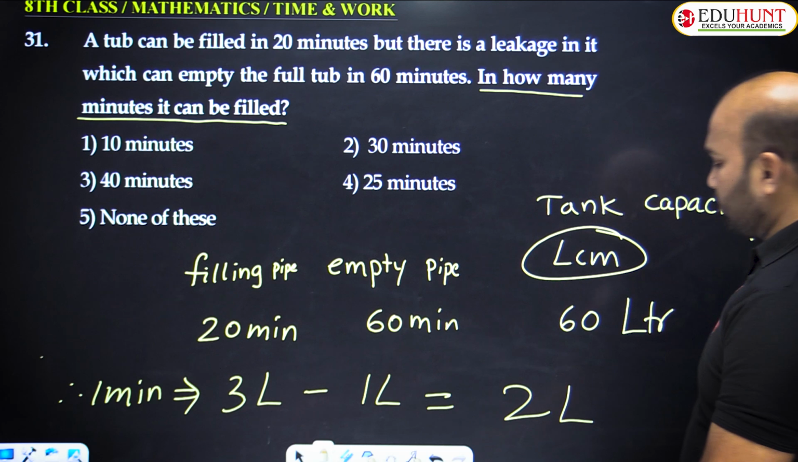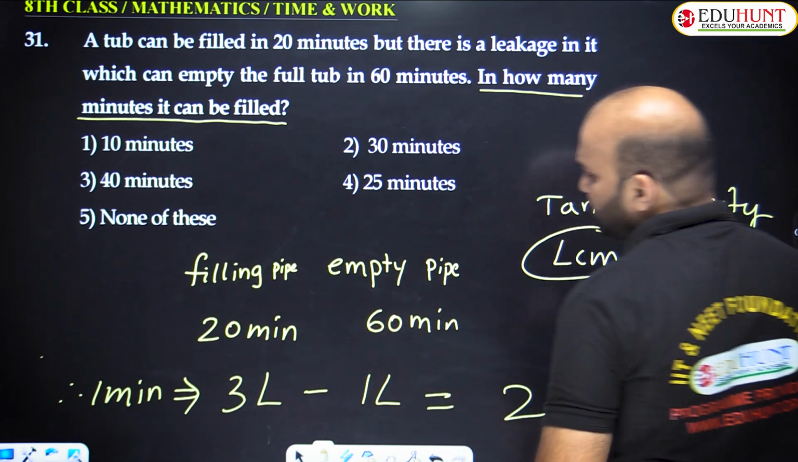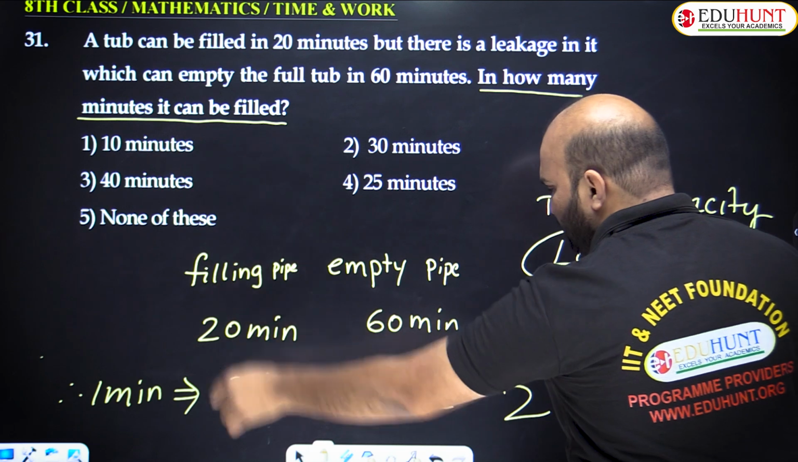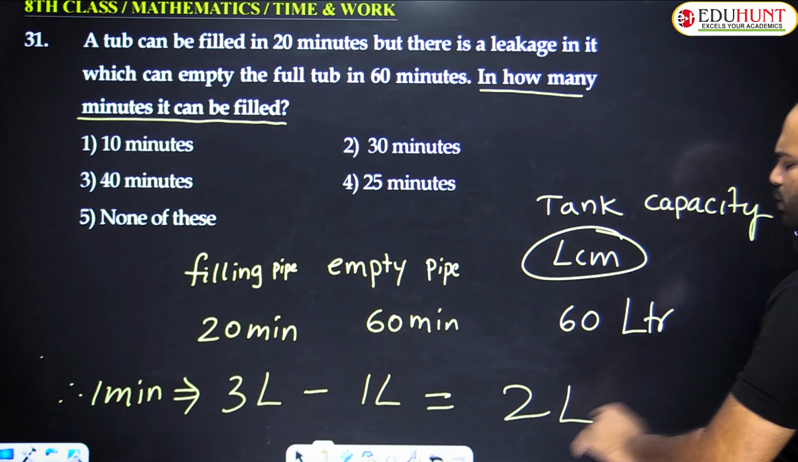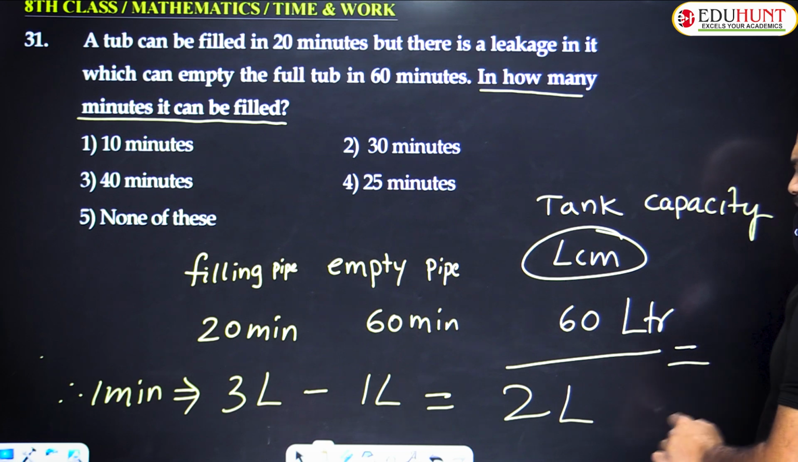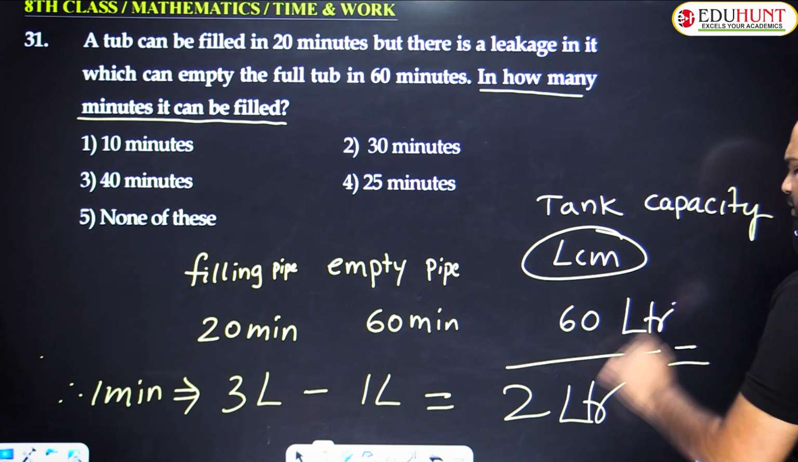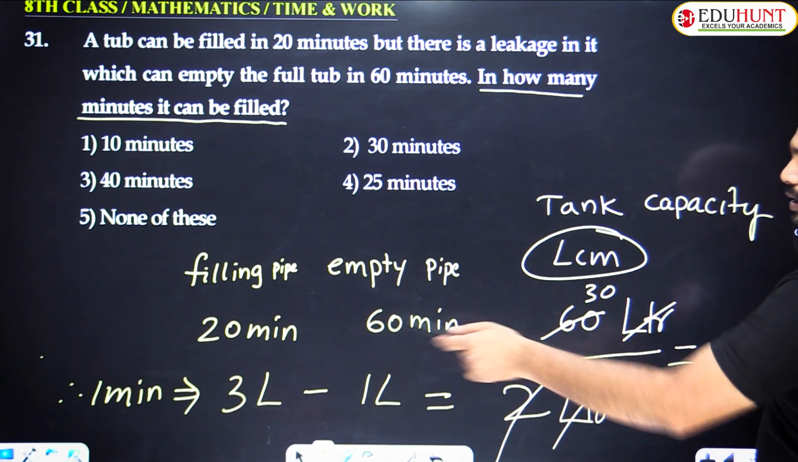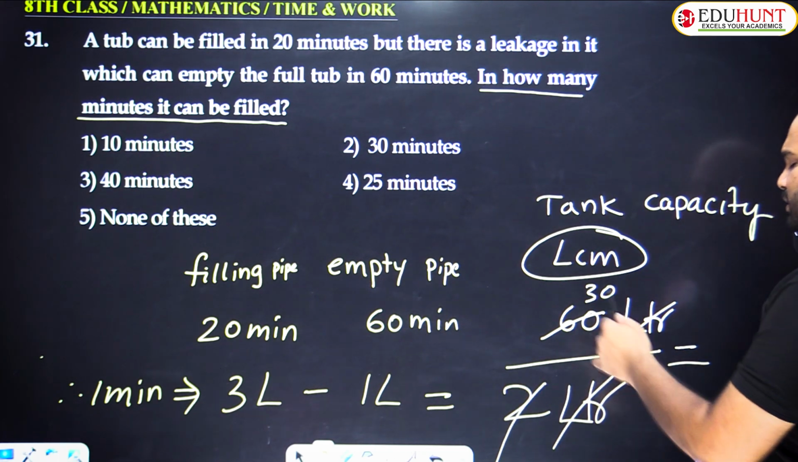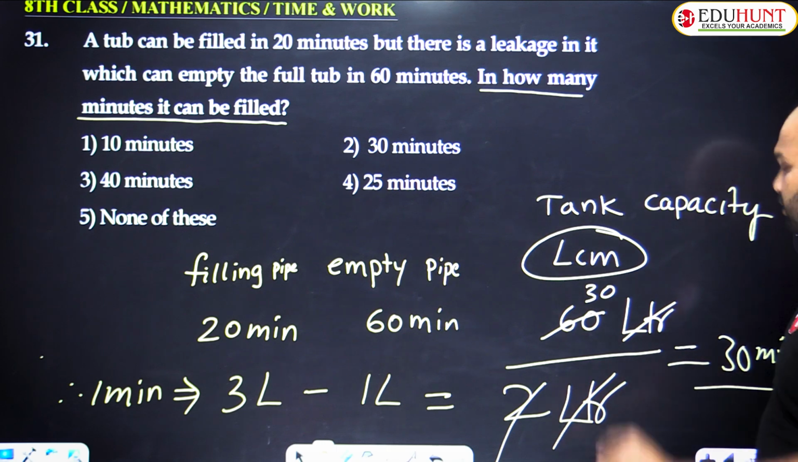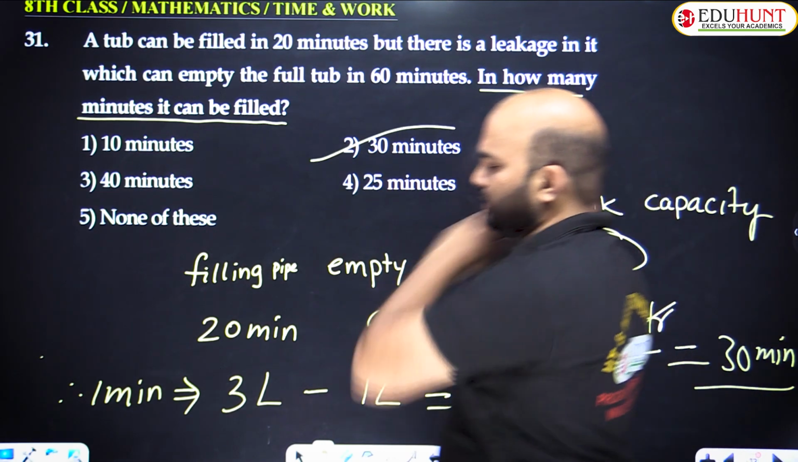When both pipes are opened simultaneously, in each 1 minute how many liters are filled? 2 liters. But the total capacity is 60 liters. So how much time does it take? In each 1 minute 2 liters fill, so 60 liters can be filled in how many minutes? 30 minutes. This is the required answer. So 30 minutes, option 2, is the right answer.